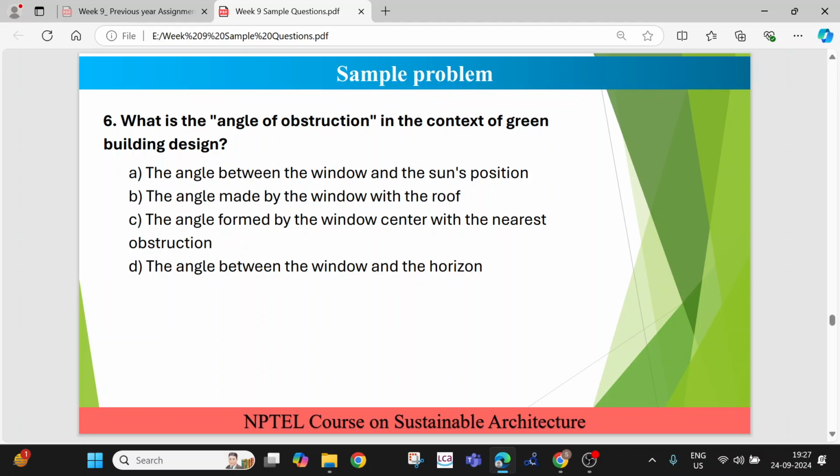That is the angle formed by the window center with the nearest obstruction. The angle of obstruction refers to the angle formed between the center of a window and the maximum height of the nearest obstruction. This is crucial for determining the amount of daylight and the outdoor view that the window can offer. That's why option C is the right answer, and most of you have answered it correctly. I think now it is clear. Can we move to question number 7?